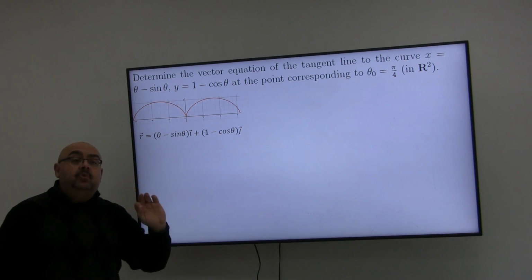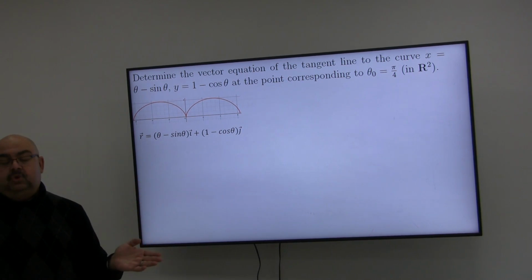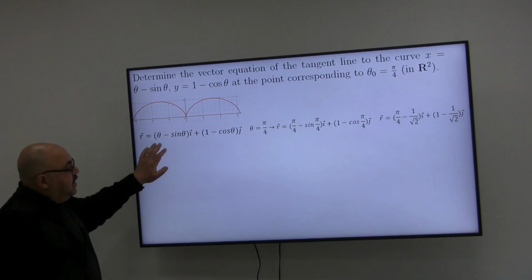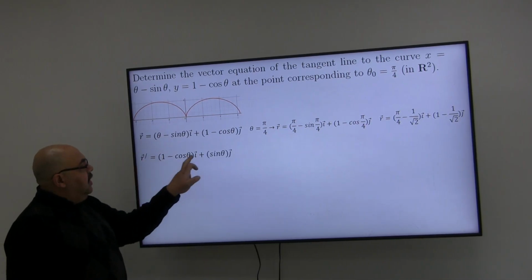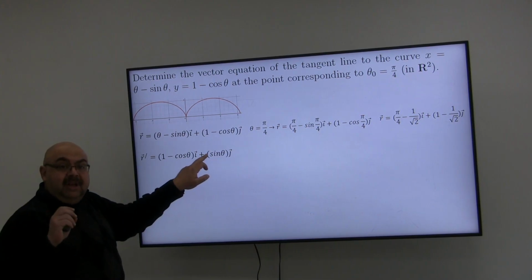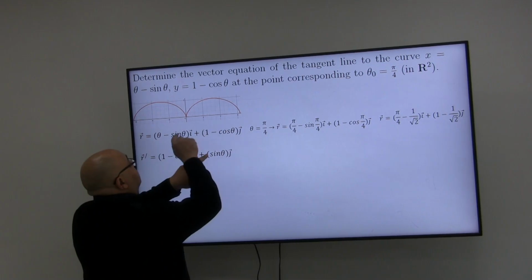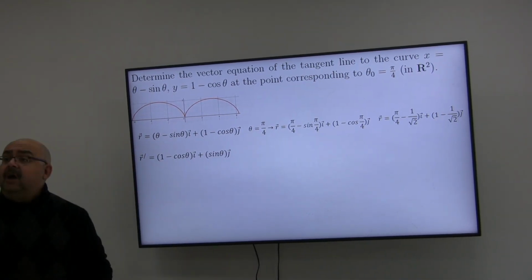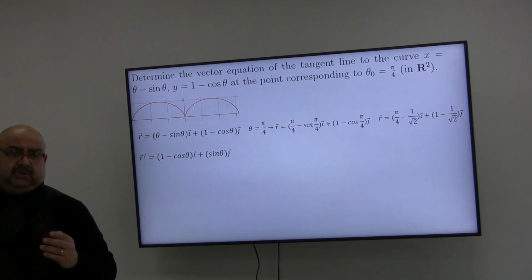Please do review your derivatives, or the derivatives of the most common functions. So this is r dash, I can get r dash as I told you. This is r dash: 1, cosine theta i plus sine theta. Since he wants me to get the tangent at theta equal to pi over 4, I've replaced these values by pi over 4. I don't need a calculator for pi over 4 because pi over 4 is 45 degrees.